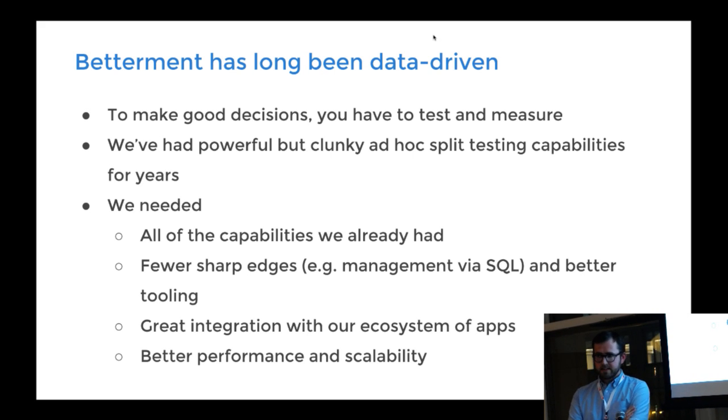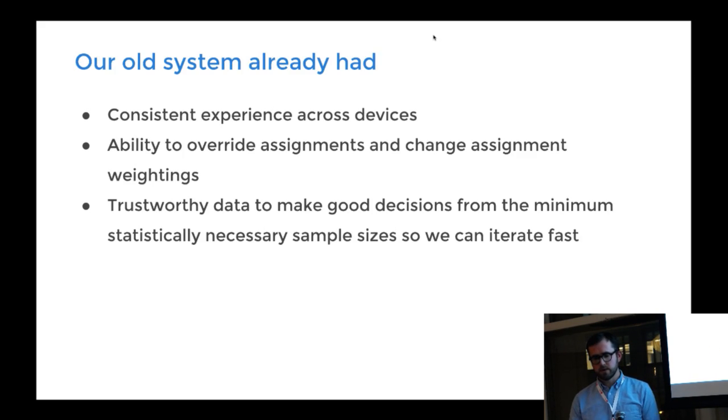First of all, we had to not have any regressions in the functionality that we already had, but we needed fewer sharp edges because our existing tool you had to manage through SQL DML queries and stuff like that. And we just wanted better tooling across the board. We needed to level up because when we started, we were a monolithic application, and now we're this fleet of startups model. So we needed to be able to support that ecosystem. And finally, we wanted better performance and scalability because the existing thing was sort of bonking against a couple of limits here and there, and it was kind of getting expensive to just keep running.